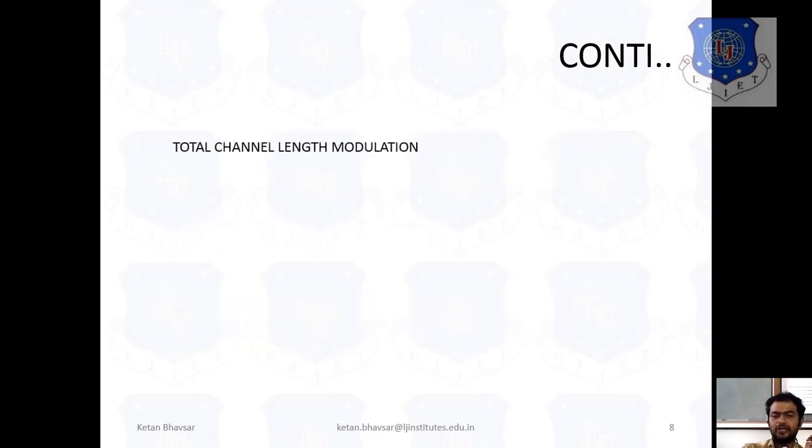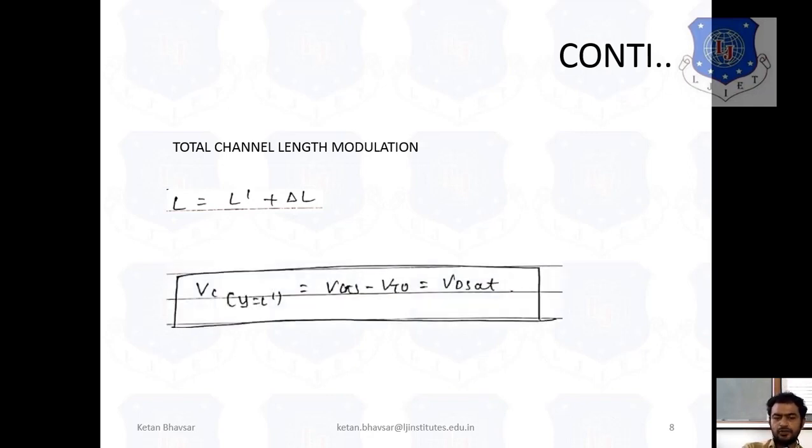So the total channel length L is equal to L dash plus delta L, as we had seen, because you have a total channel length from y is equal to 0 to y is equal to L. So your total channel length L is the combination L dash plus delta L, because L dash represents a specific new pinch-off point, a particular channel point, and delta L represents the displacement vector.